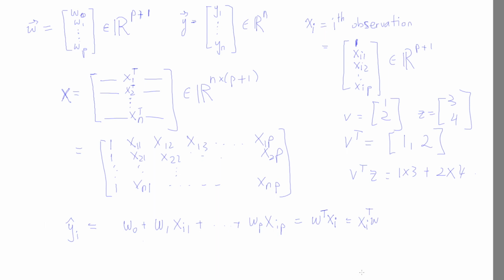So the idea is quite simple. I'm just making my life a lot easier. Instead of writing the whole summation out, I'm just going to write it as a dot product, W transpose Xi.